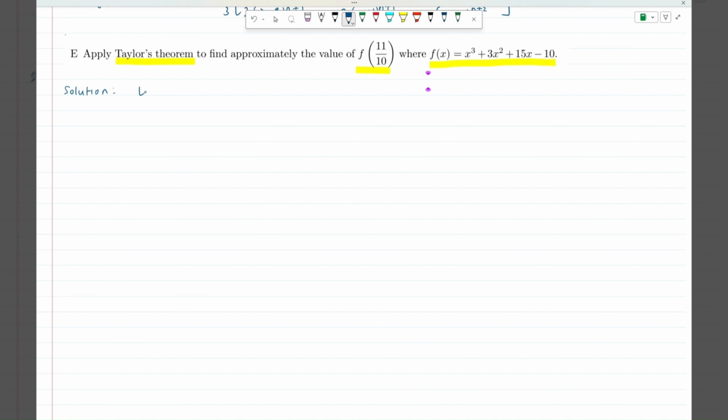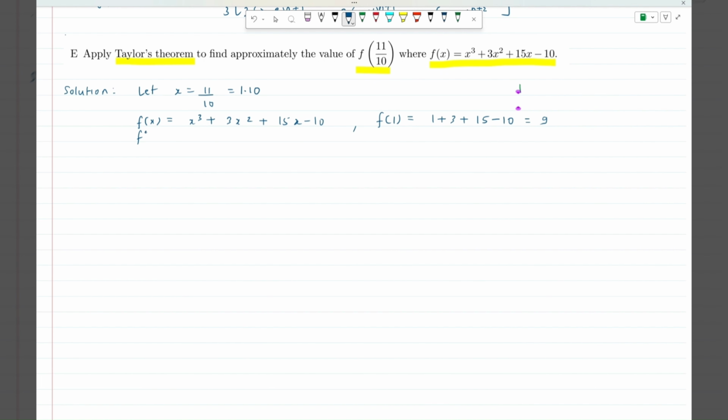So let us say x is equal to 11 over 10. So this is going to be 1.10. Now the nearest integer close to this number is 1. So we will be interested in the evaluation of f of x and its derivatives at 1. So f of x is equal to x cube plus 3x square plus 15x minus 10, and this gives us that f of 1 is going to be 1 plus 3 plus 15 minus 10, which is equal to 9.